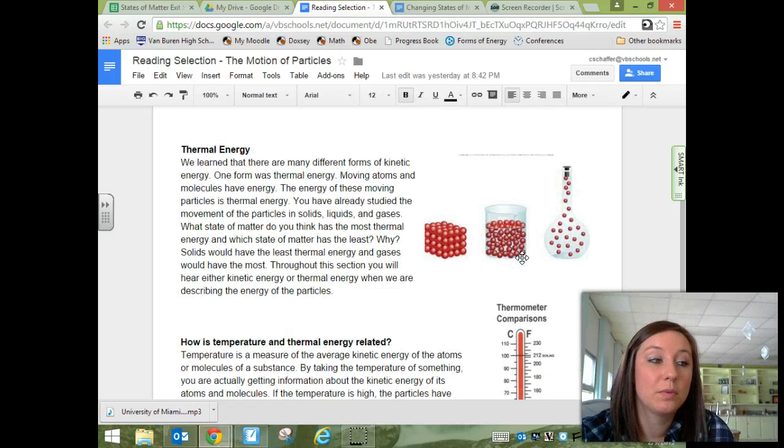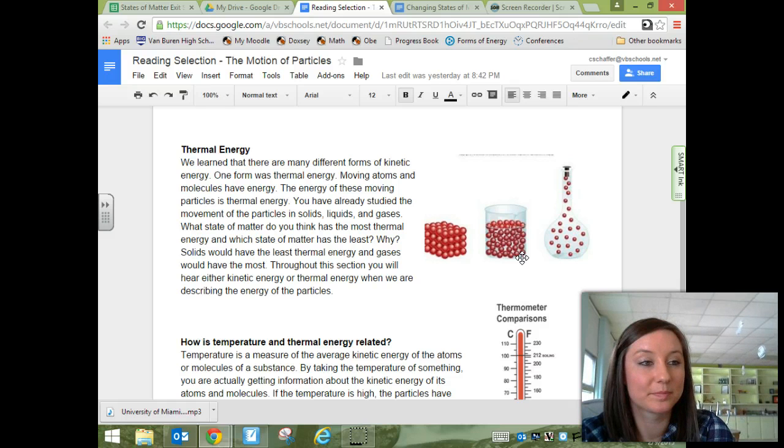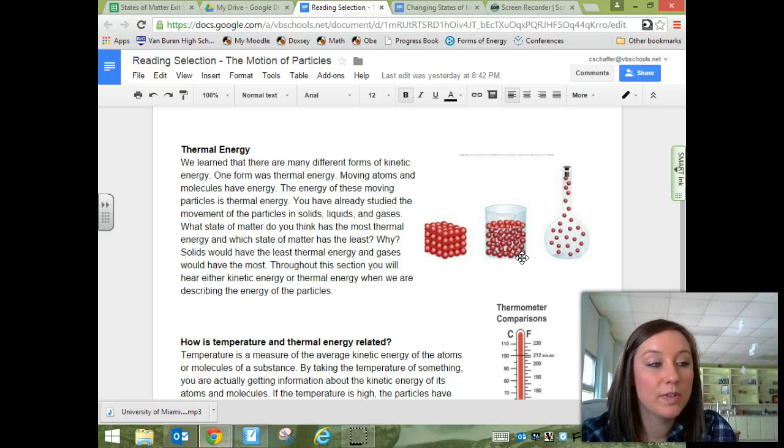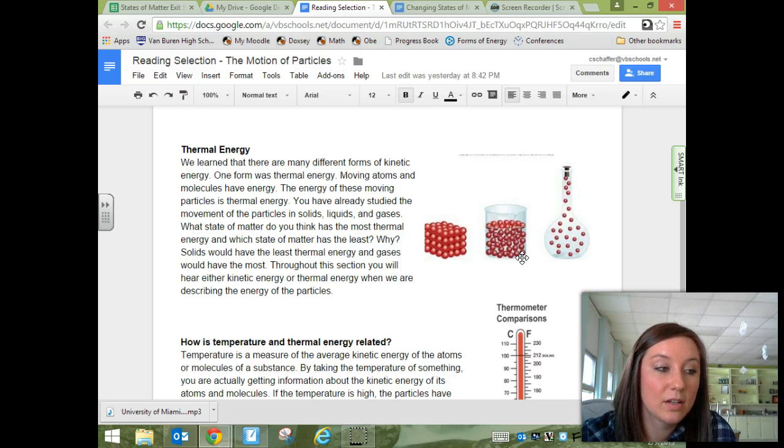Thermal energy. We learned that there are many different forms of kinetic energy. Can you think back to what those different forms are? One form was thermal energy. Moving atoms and molecules have energy. The energy of these moving particles is thermal energy. You have already studied the movement of the particles in solids, liquids, and gases. What state of matter do you think has the most thermal energy, and which state of matter has the least? Why do you think this?